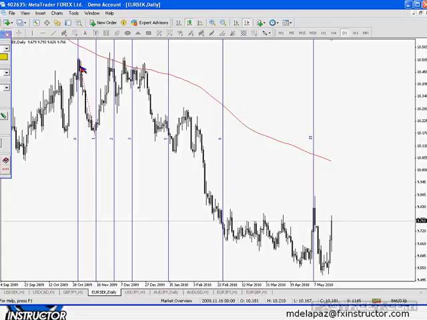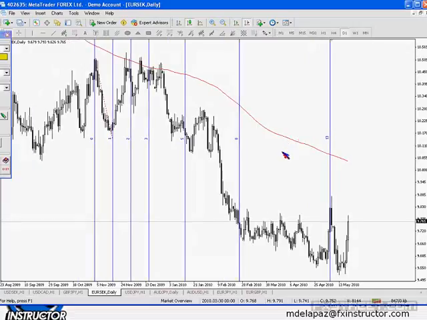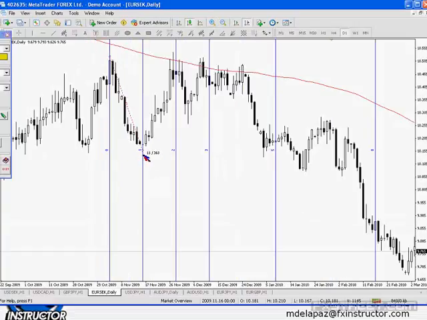Well, we have one here, and you know what? We have a turnaround at two. Okay, let's zoom in. Here's the swing that we identified. There's the low for that swing. Here's the swing that we identified. We had a turnaround right after two.